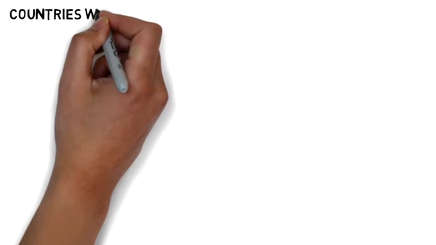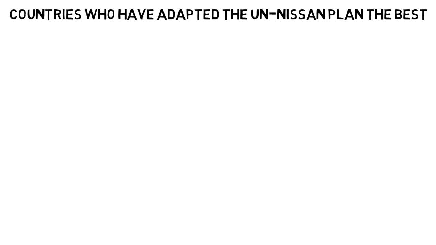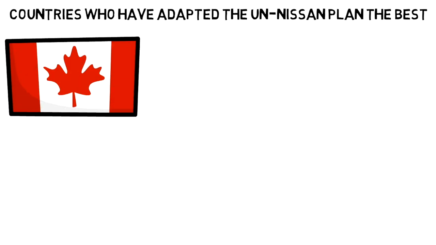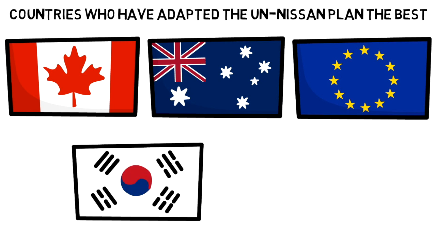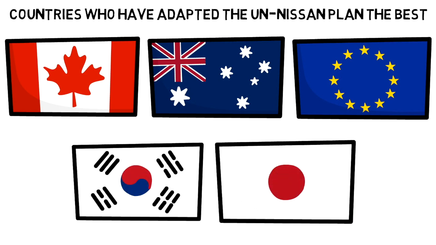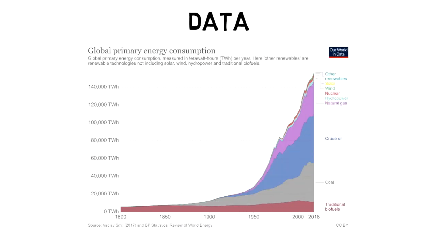Let's talk about the countries who have adapted the UN Nissan plan the best. The countries who have adapted it the very best are Canada, Australia, the European Union, South Korea and Japan. Now let me show you some charts. This is a chart of global primary energy consumption. As you can see, a lot of crude oil is still being used, mainly in the Asia Pacific region, and renewable energy is just a very small sliver at the top.